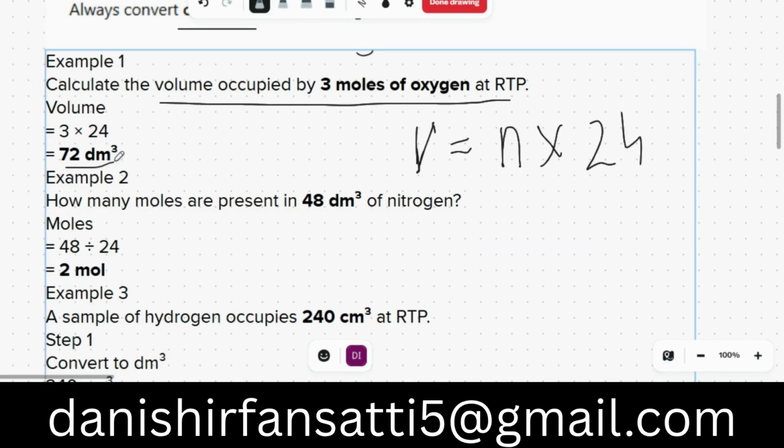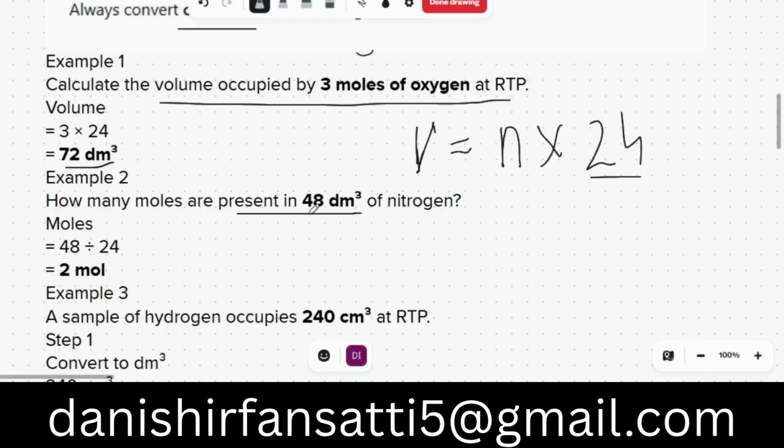How many moles are present in 48 dm³? In 1 mole we have 24 dm³, so in 48 dm³ we have 2 moles.